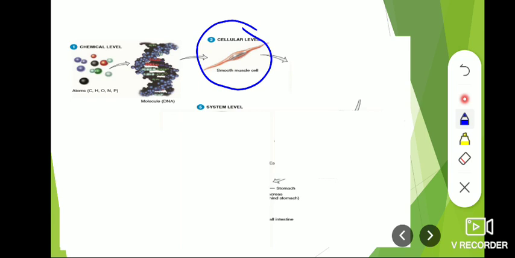Now these cells are of different types. Cells which are modified to help in contraction are called muscle cells, like this smooth muscle. Cells forming in the brain are called neurons. Cells specialized to transport oxygen are called RBCs. Cells involved in defense are called WBCs. Like this, all different body cells are there, which are modified for different functions.